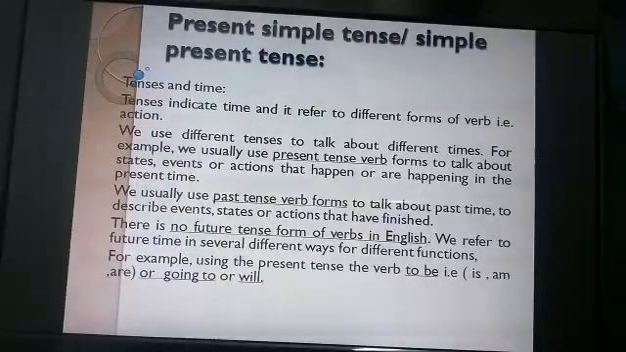Good morning, students. Today we'll study present simple tense, and it is from our class 9 English Bihar book, from the grammar section, and it is on page number 134. So now let's carry on.